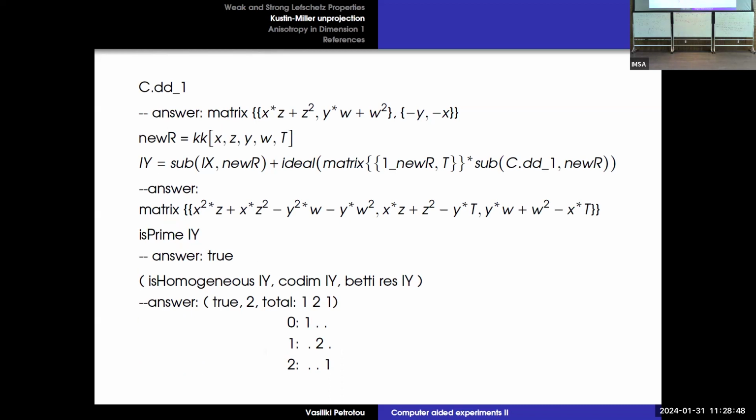So we are ready to write down our final ideal. As we said before, we increase the dimension by 1 for the projection, and we add a new variable. The new variable is denoted by T here, and we should define a new ring, which is the polynomial ring that we had before, plus one new variable, the variable which corresponds to our new projection variable. By using sub IX, new R, we help Macaulay2 understand that we want to see our ideal IX in the new R.